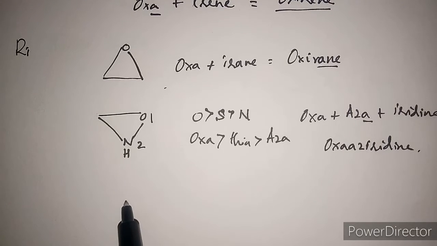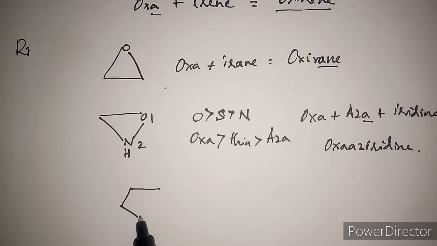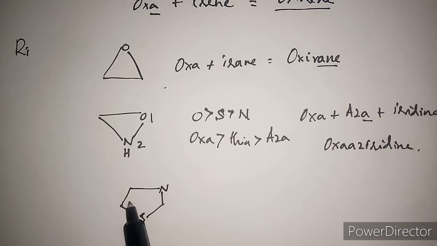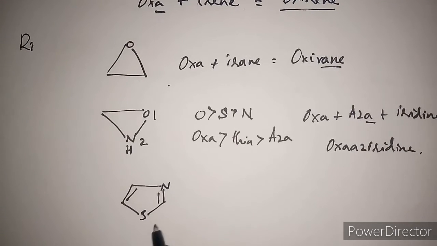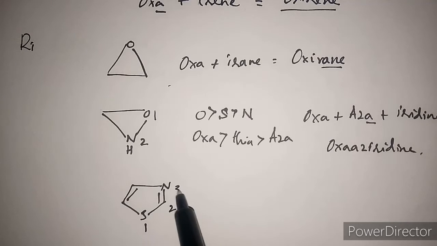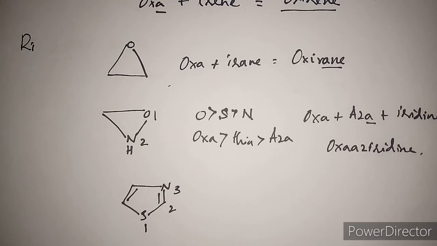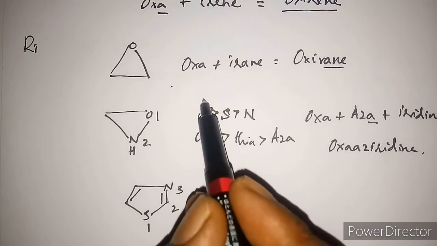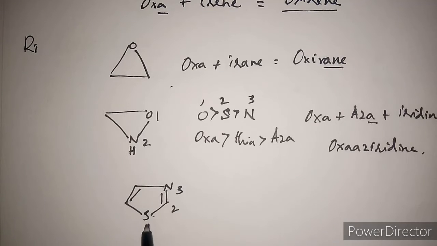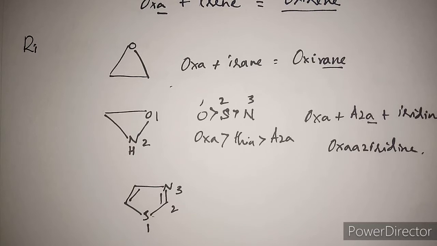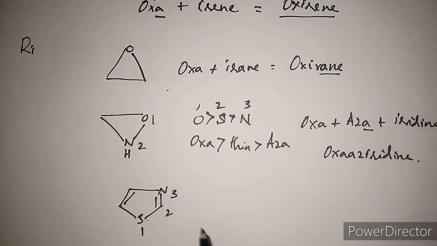Another example, with sulfur and nitrogen. Sulfur first, then nitrogen, so the numbering should start from the sulfur. If oxygen is present, oxygen is first, then sulfur, then nitrogen. The next heteroatom should get the least number. If you go this way, 1, 2, 3, 4, the next heteroatom would be 4. No, that's not correct. The next heteroatom should get the least number, so we need to give the numbering in such a way.